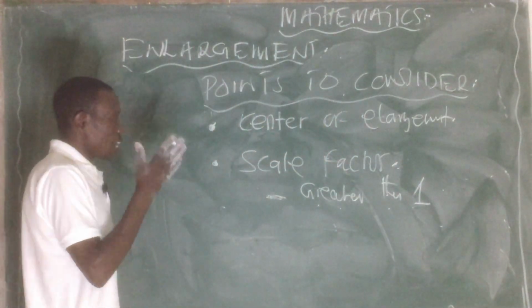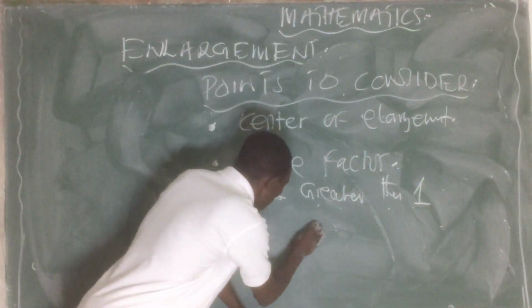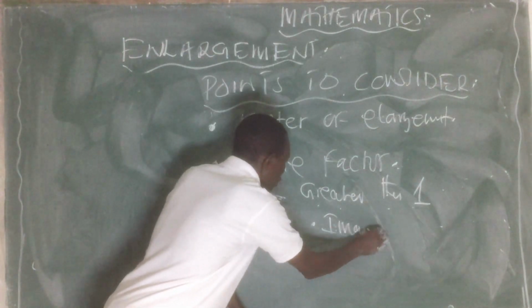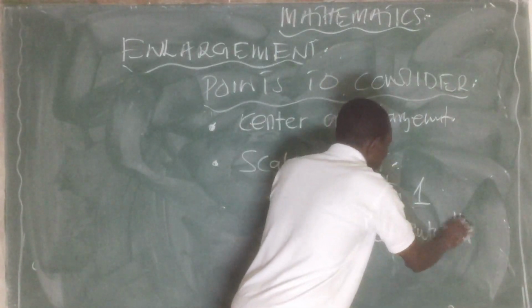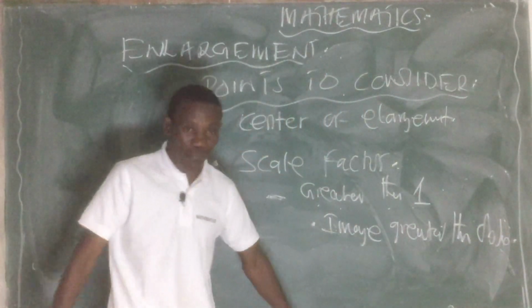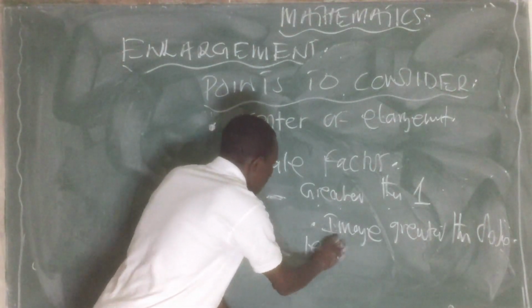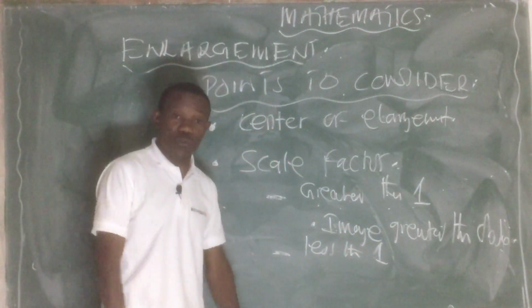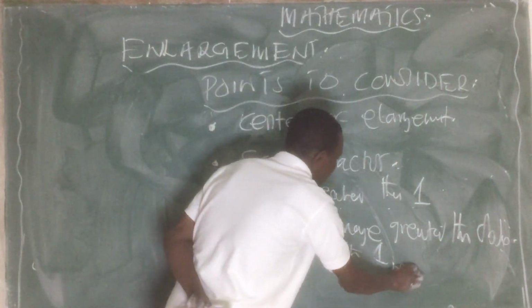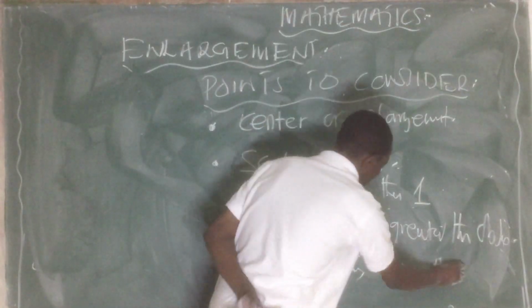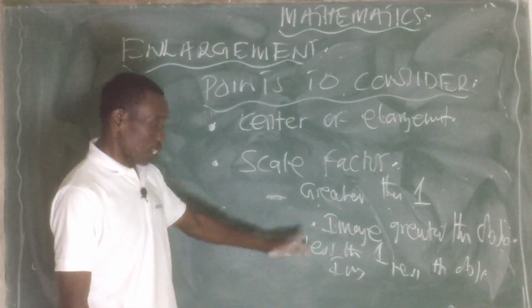So if the scale factor is greater than 1, or above 1, we should expect the image to be greater than the object. That's the initial figure, if the scale factor is above 1. And if the scale factor is less than 1, the opposite is true. We should expect to have the image to be less than the what? Object. Object is the initial figure you are enlarging. So these are the expectations.